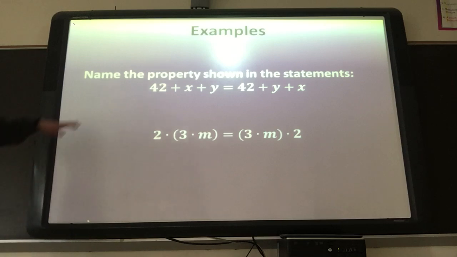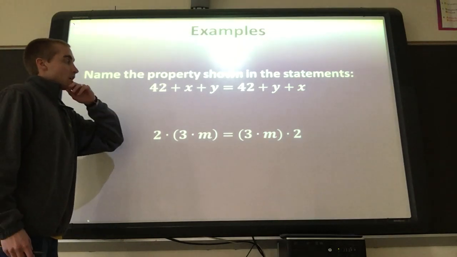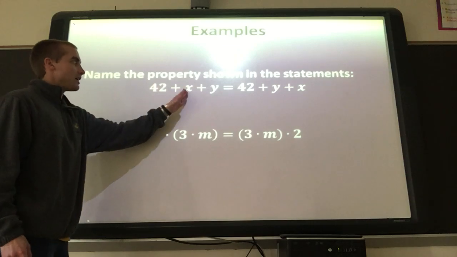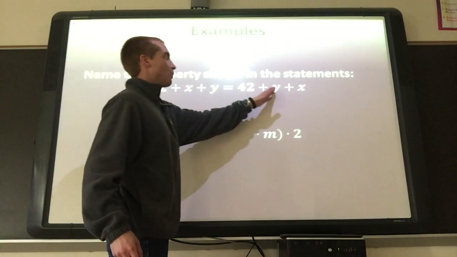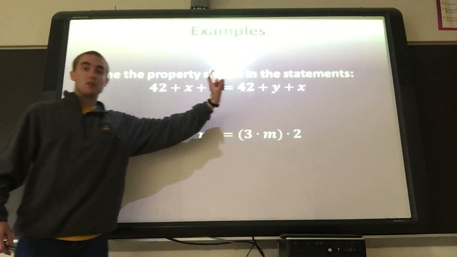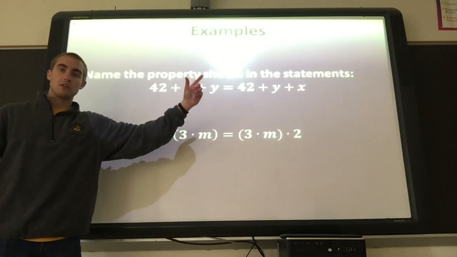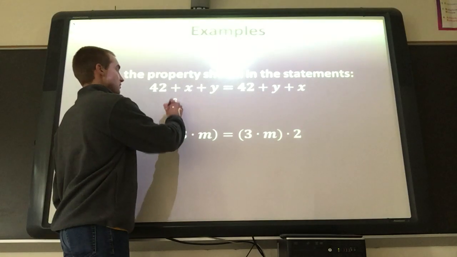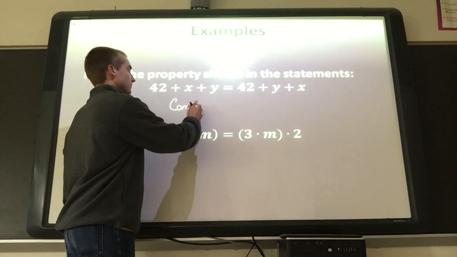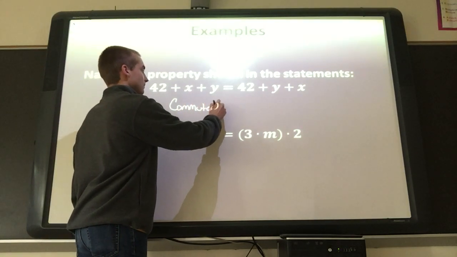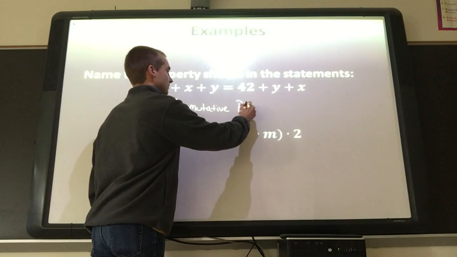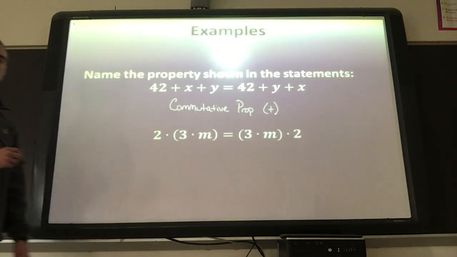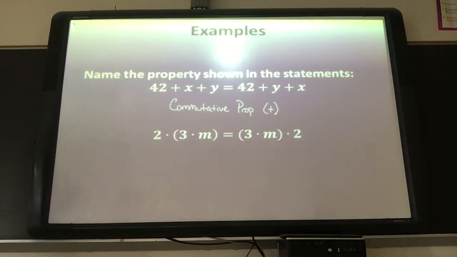So this next one, you're adding, and notice what's happening. If you look carefully at it, we've got 42xy, 42yx. So we are changing the order of x and y, so that would be the commutative property. So the commutative property of addition. So we'll put an addition sign there in parentheses.